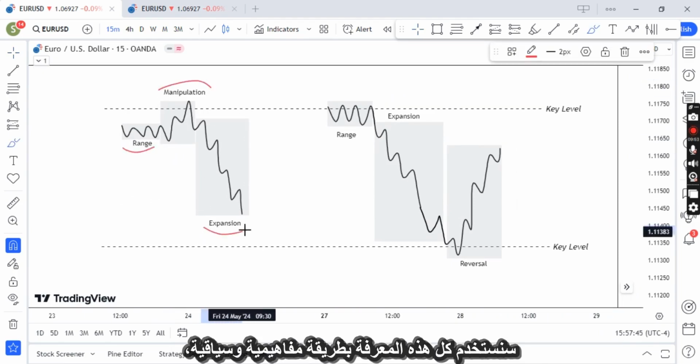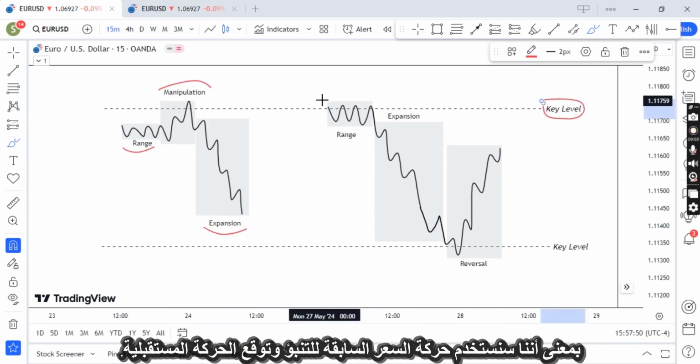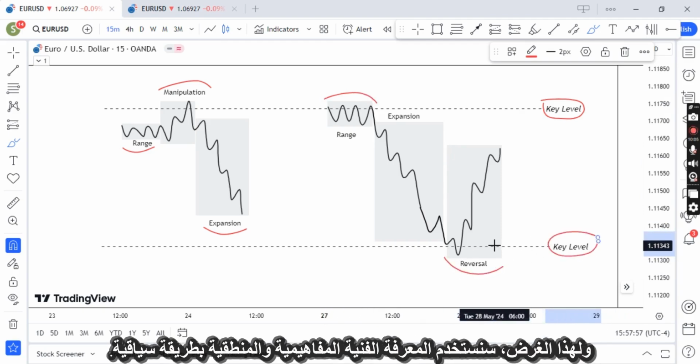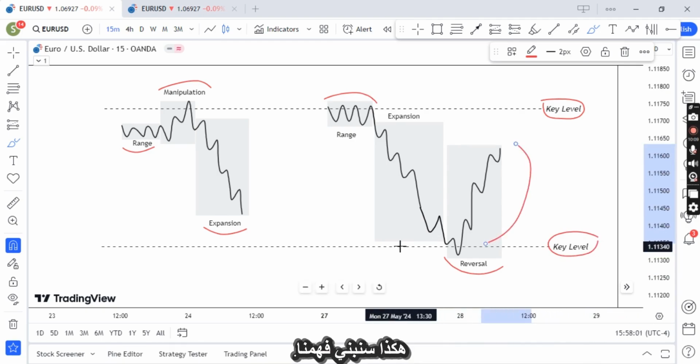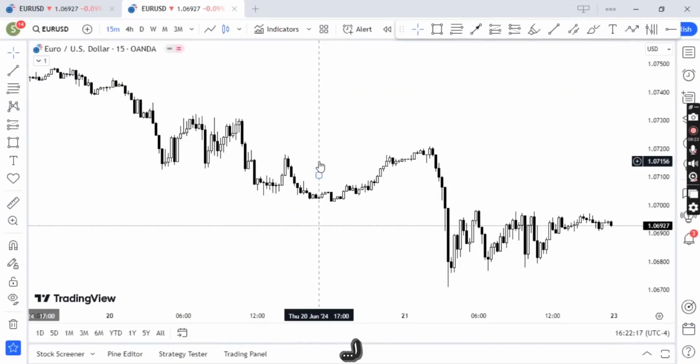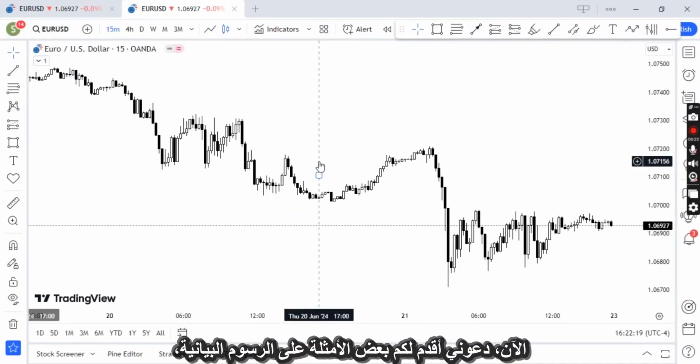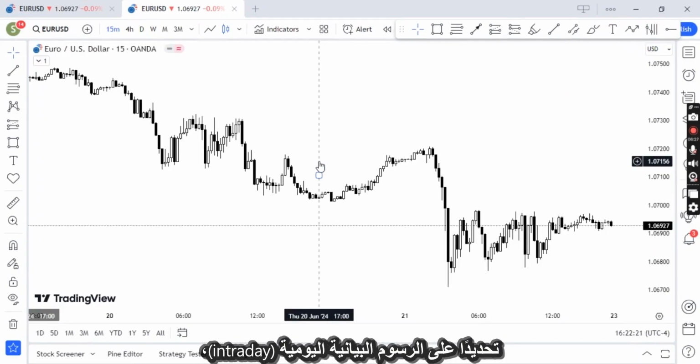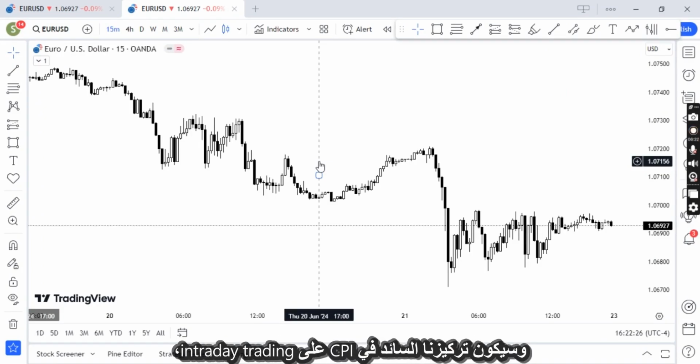We'll be using all this knowledge in a conceptual and contextual manner, meaning we're going to use past price action to predict and anticipate future price action, and for that we're going to use conceptual and logical technical knowledge in a contextual manner. That's how we're going to build our understanding. Right. Now let me give you some examples on the charts, specifically on the intraday charts, because after all we are all intraday traders and our predominant focus in CPI is going to be on intraday trading, right?